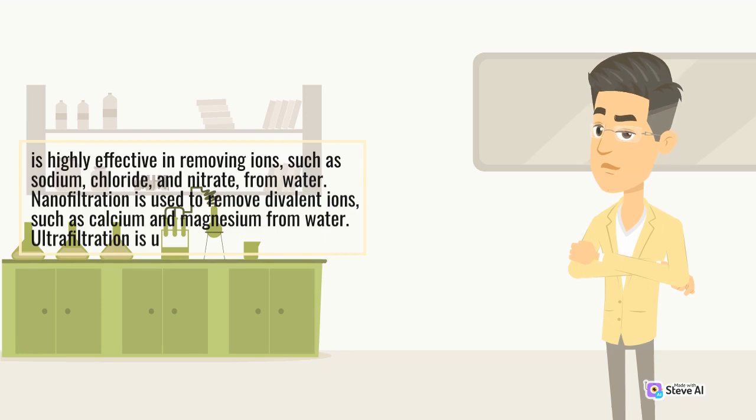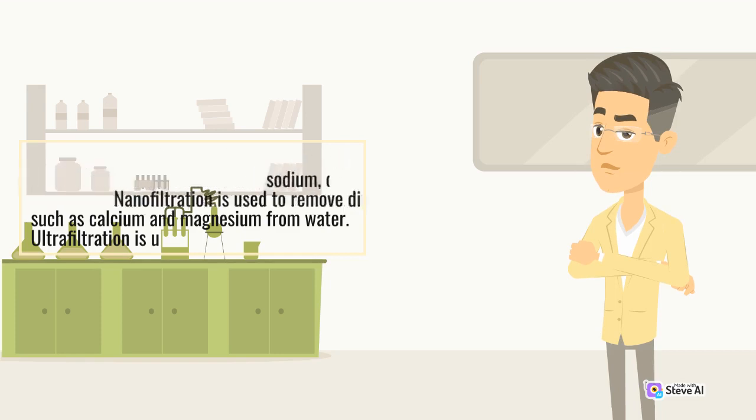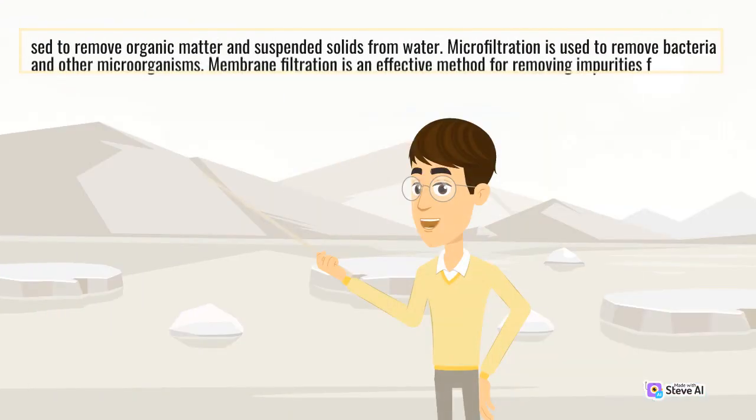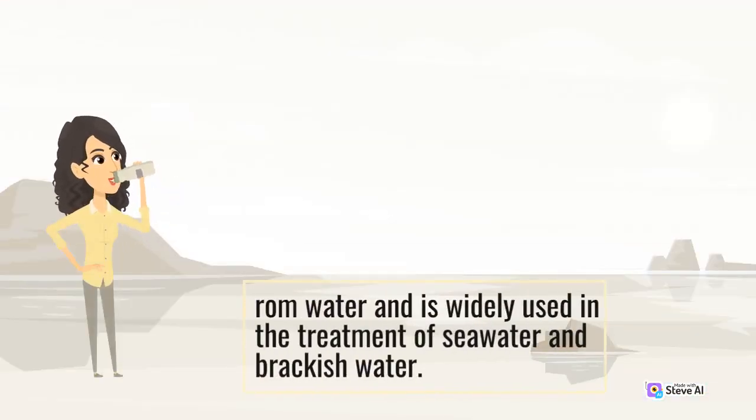Ultrafiltration is used to remove organic matter and suspended solids from water. Microfiltration is used to remove bacteria and other microorganisms. Membrane filtration is an effective method for removing impurities. It is widely used in the treatment of seawater and brackish water.